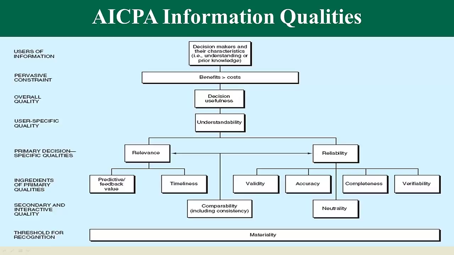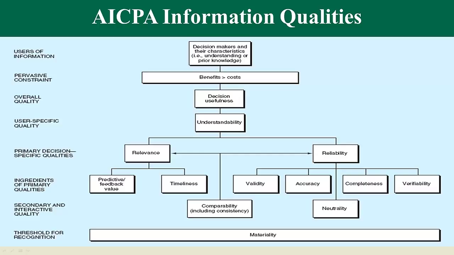Take, for example, professional and non-professional investors. They both want to use information to decide about investing in a company. However, they have different levels of understanding of the investment process. Next is the pervasive constraint of cost-benefit. If the information is so expensive to produce in acquiring and processing the data into information, then there's no reason to produce that information. Then come usefulness and understandability.